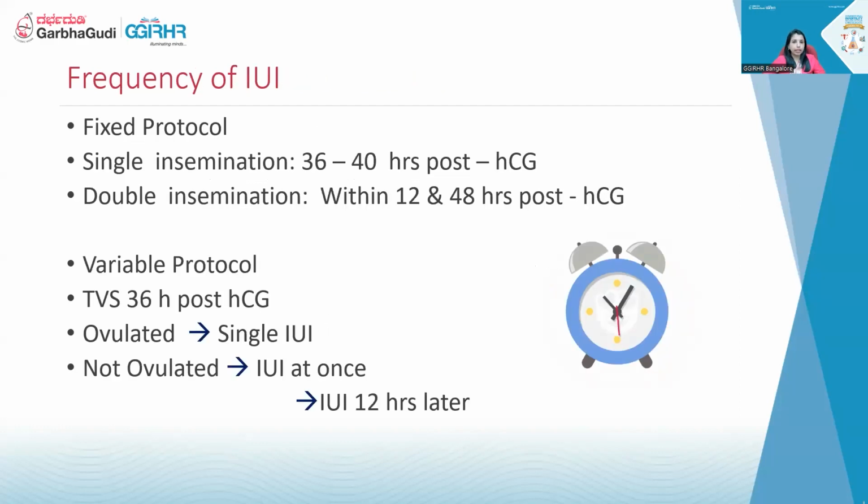So if you are planning a single insemination, call the patient 36 hours later, confirm ovulation, and then do the insemination. If you are doing a double insemination, you can do it at 14 and 36 hours or 24 and 36 hours, or do a single insemination at 36 hours, and only if there is no ovulation, you can repeat the IUI 12 hours later.